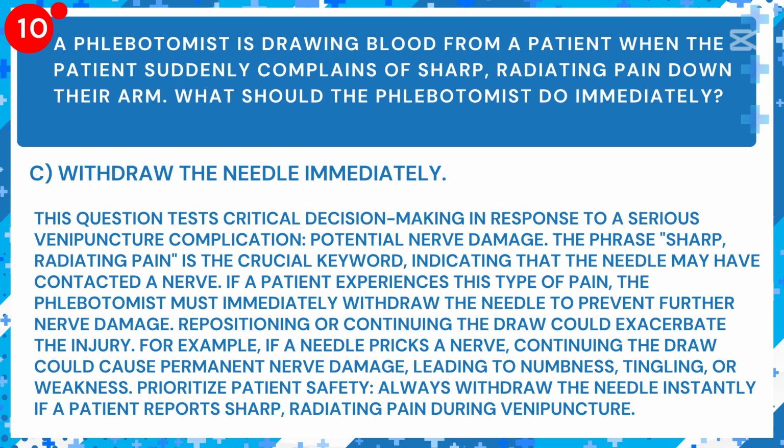Answer: C. Withdraw the needle immediately. Explanation: this question tests critical decision-making in response to a serious venipuncture complication, potential nerve damage. The phrase sharp, radiating pain is the crucial keyword, indicating that the needle may have contacted a nerve. If a patient experiences this type of pain, the phlebotomist must immediately withdraw the needle to prevent further nerve damage. Repositioning or continuing the draw could exacerbate the injury.